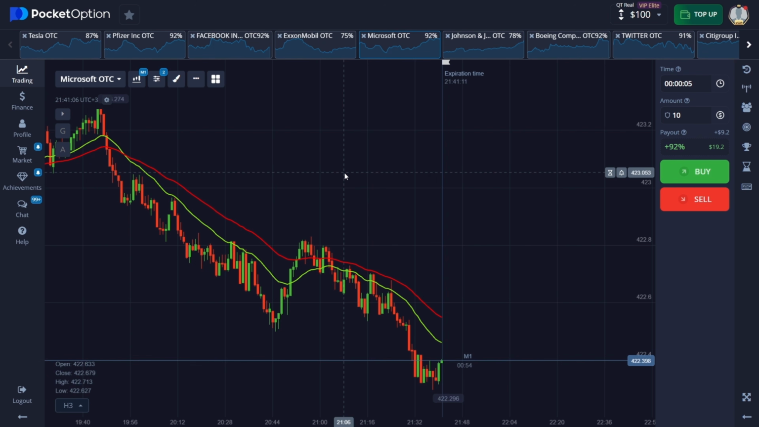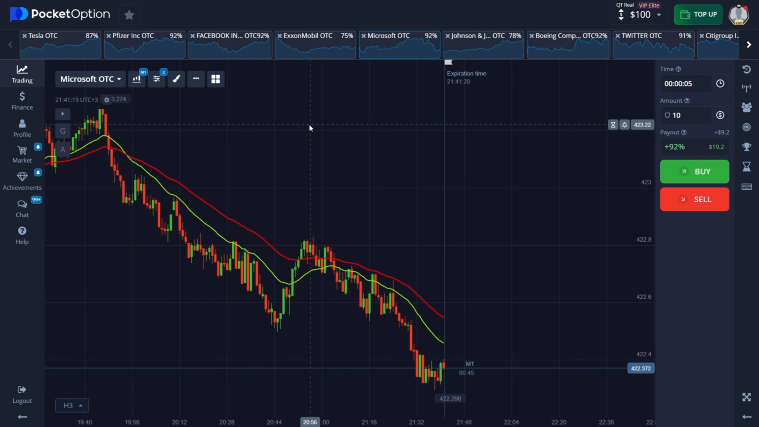These are the trades I took during the compounding session. I will explain all the trades I made. Alright, I have $100 in my account, and I placed $10 per trade.